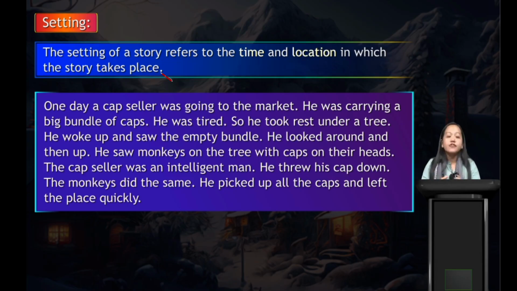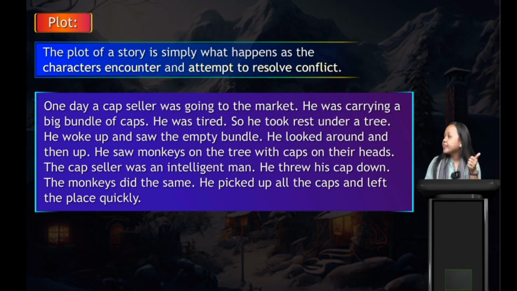Okay, so from the story, what can we identify? Where the incident happened, where the event happened. It has been mentioned in the story. Where did it happen, my dear students? Under the tree. Yes, under the tree it happened, when the cap seller was sitting. Where was he sleeping? Under the tree, right? So under the tree is the location, the place.